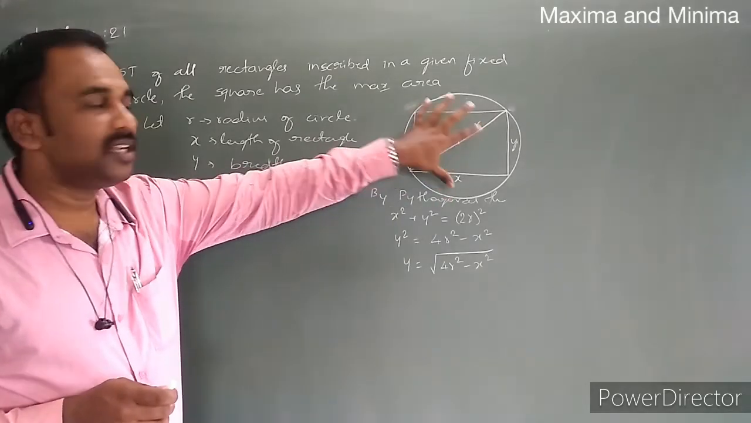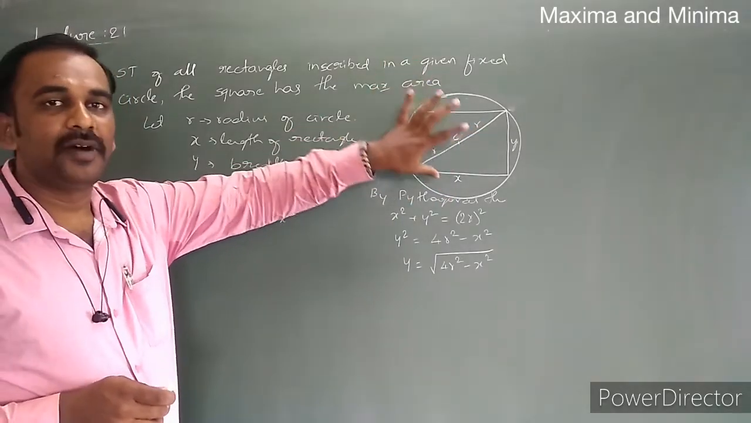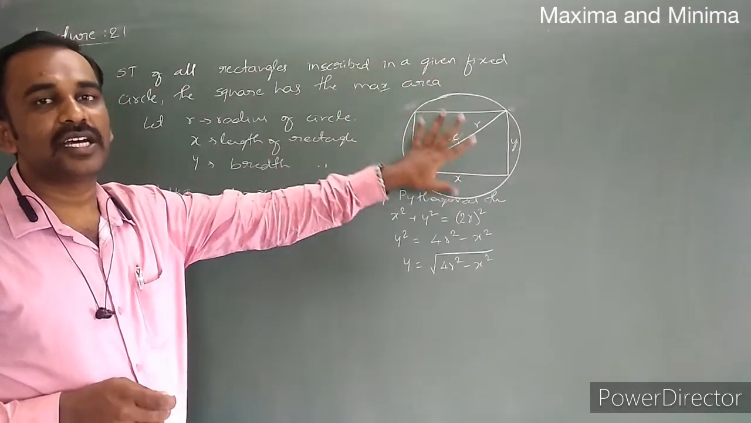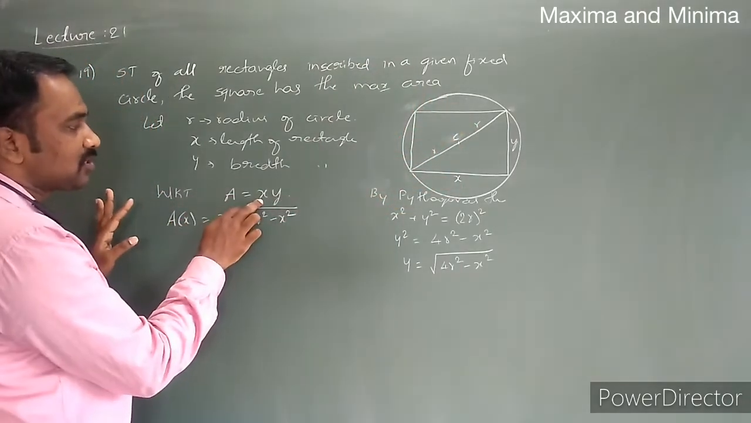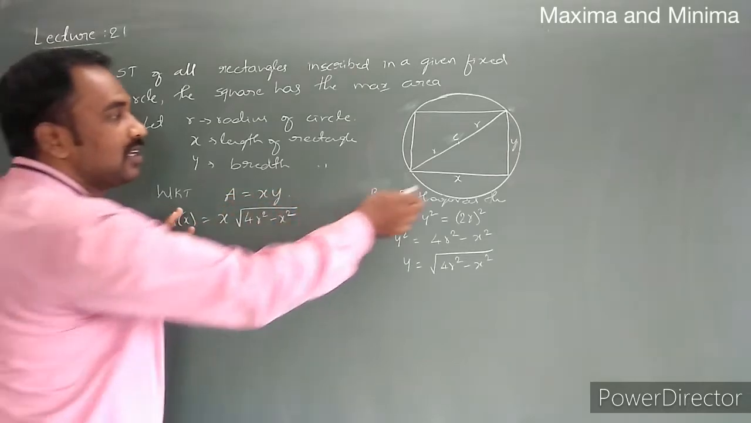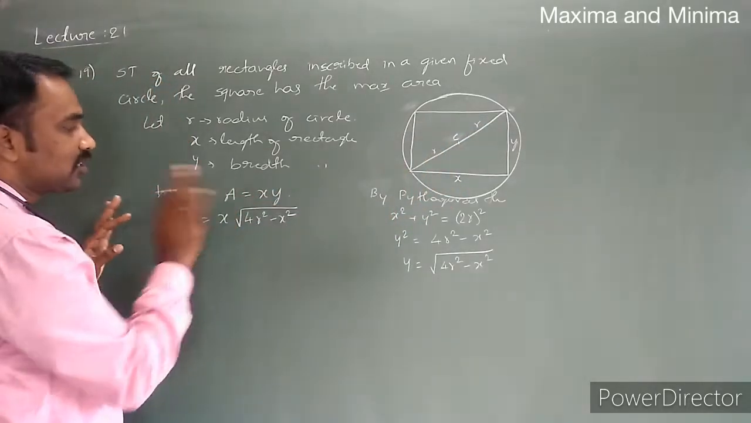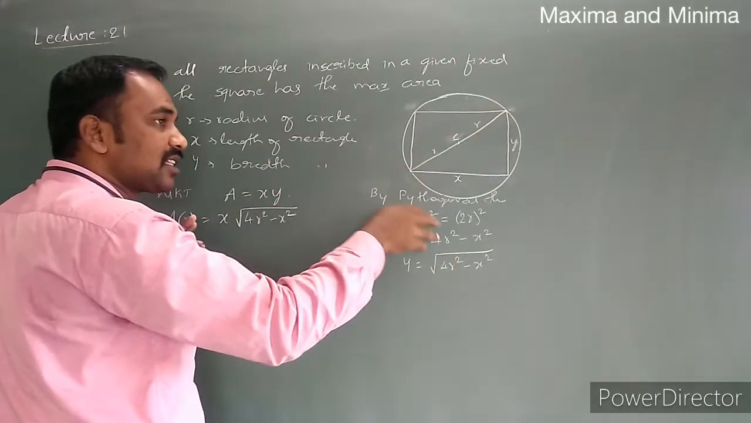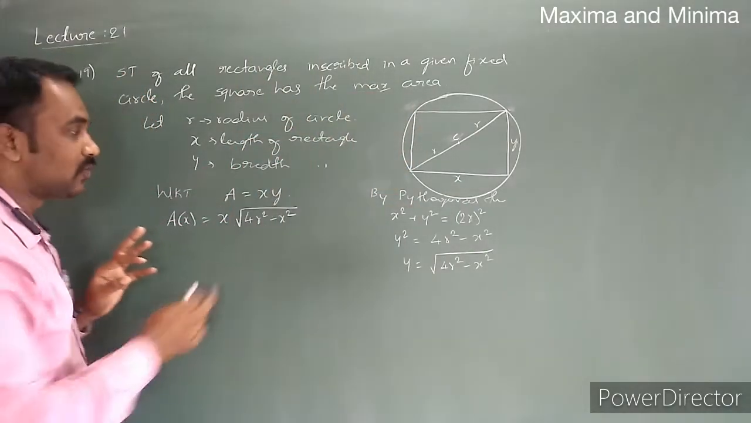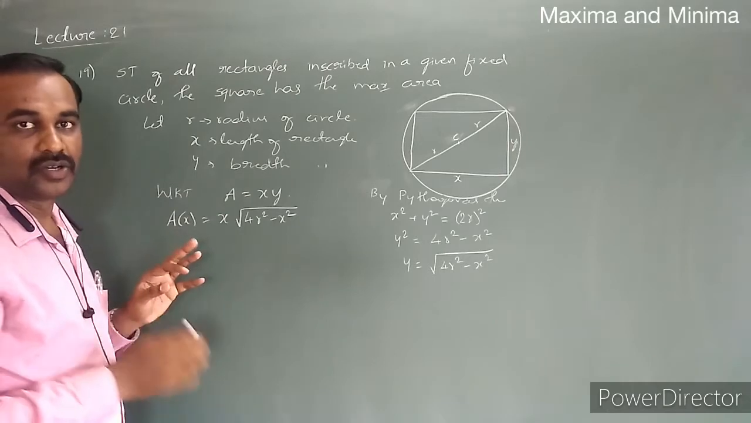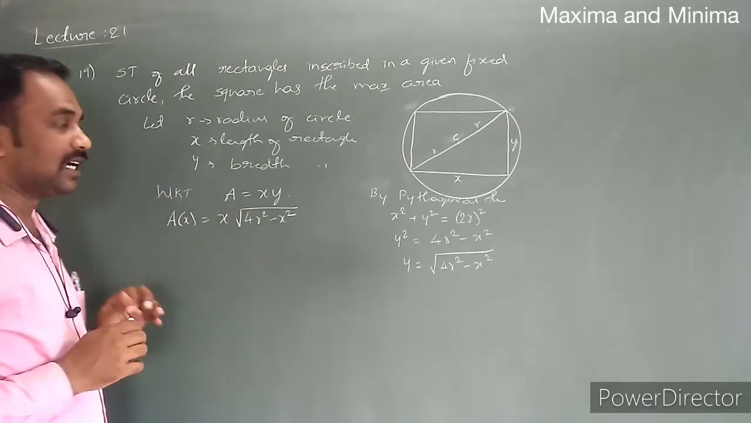In a circle, rectangles are there. Out of all the rectangles, the square has the maximum area. I have just taken a square here, but we are not supposed to take x square because for a square, length and breadth are the same. Don't take it because rectangles are there. The rectangle has the maximum area whenever it is a square, whenever x is equal to y; that one only we have to get.